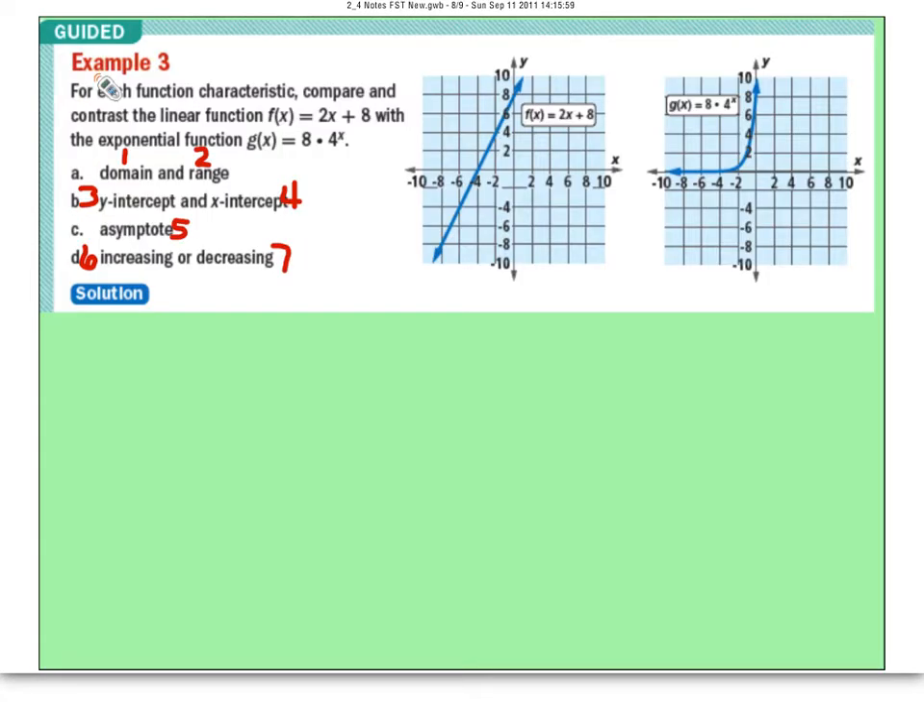Let's compare two different functions. We have our linear function, which remember in the format is y equals mx plus b. Linear makes a line. Our exponential is y equals a b to the x. So those are kind of the standard formats without numbers in it. They want us to compare the line of f of x equals 2x plus 8 and the exponential function of 8 times 4 to the x power, talking about what the domain and the ranges are and comparing that. So let's go ahead and do that.